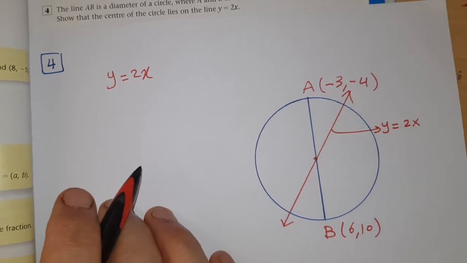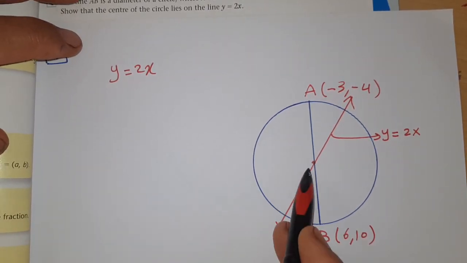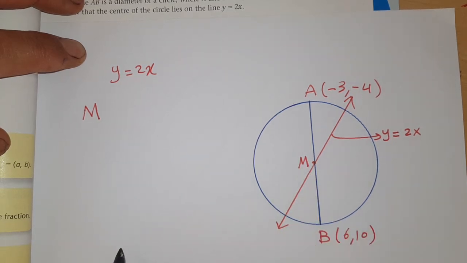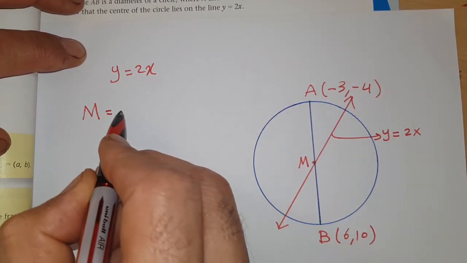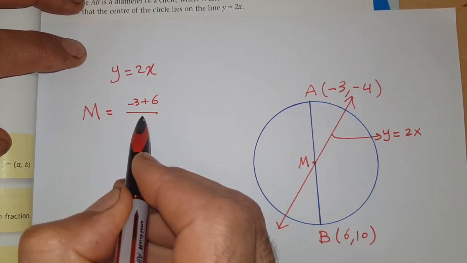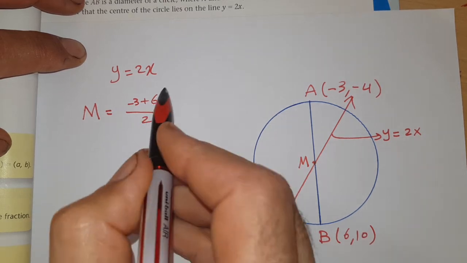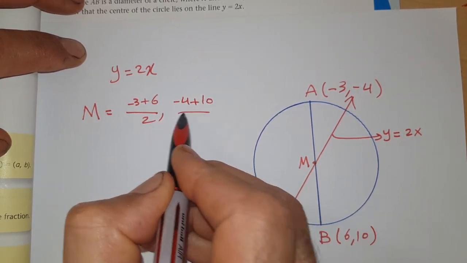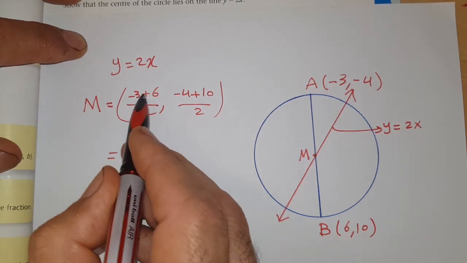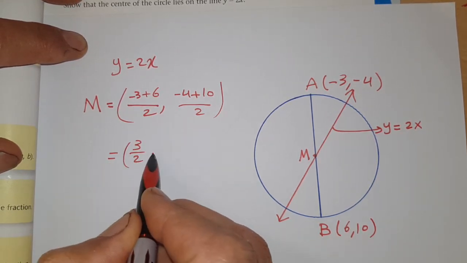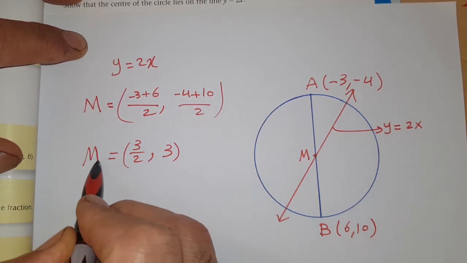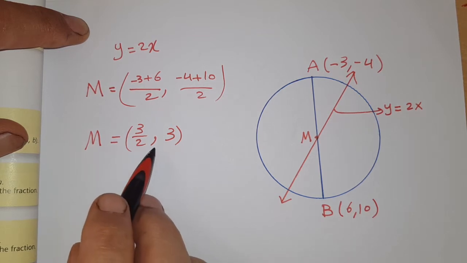How can you do this? First, we find the center of the circle by getting the midpoint. Consider the center is point M. M is equal to the sum of x, -3 plus 6 over 2, and the sum of y, -4 and 10 over 2. Very easy. I think each one of you can solve it now. 3 over 2 is the x coordinate, and the y, 10 minus 4, 6 divided by 2, 3. This is the midpoint M. M is 3 over 2 and 3.